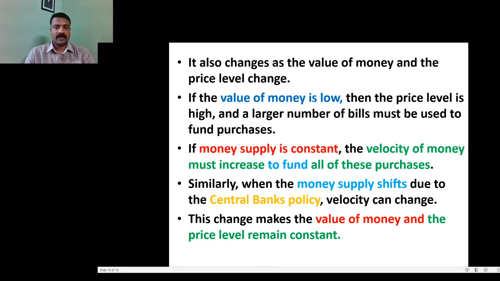If money supply is constant, velocity of money must increase to fund all of these purchases. Money supply shifts due to central bank policy. നമ്മൾ നേരത്തെ പറഞ്ഞു മണി സപ്ലൈ കൺട്രോൾ ചെയ്യുന്നത് സെൻട്രൽ ബാങ്ക് ആണ് via various monetary policies. But when money supply shifts due to central bank policies, velocity can change. These changes can make the value of money and the price level remain constant. Right.